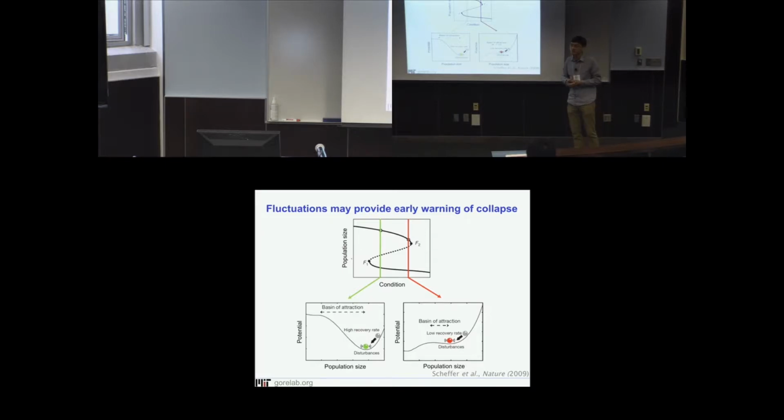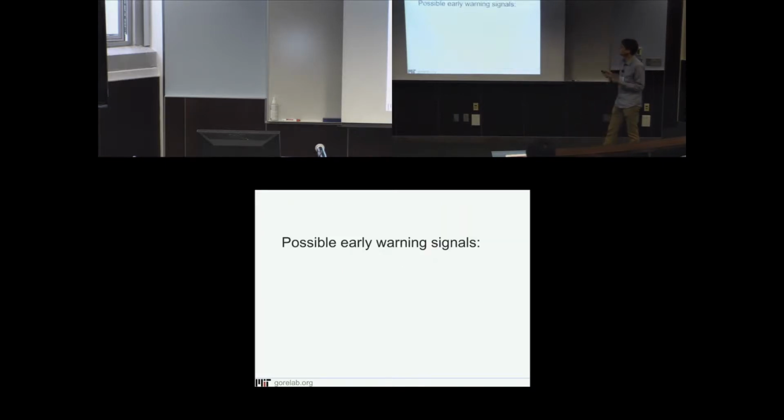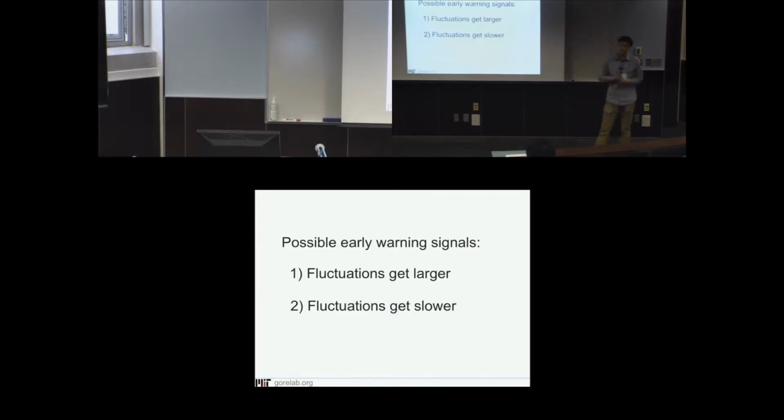Okay? So the idea here is that there should be two universal, hopefully, early warning indicators associated with these transitions. And you should be able to measure them before you reach the tipping point. Right? So in particular, the fluctuations should get larger, and they should also get slower. All right, so this is, I think, an interesting idea. And the question is whether it can be measured in real living populations.